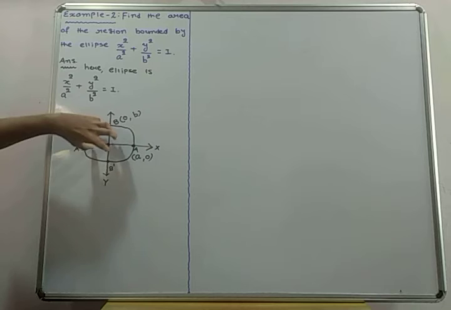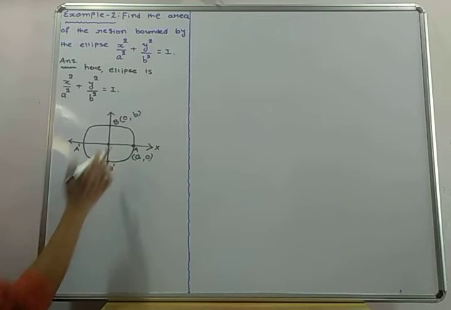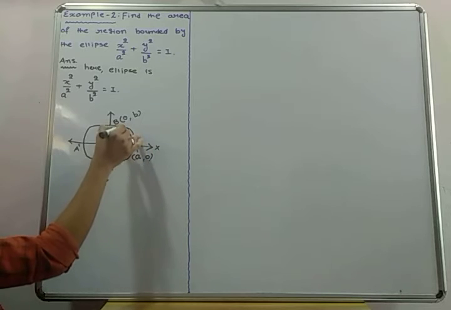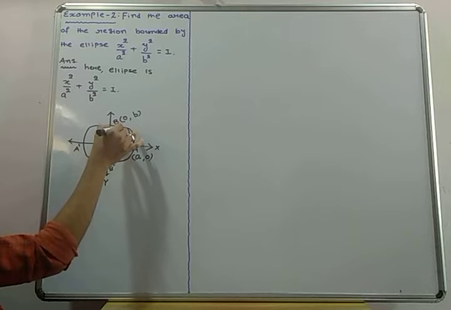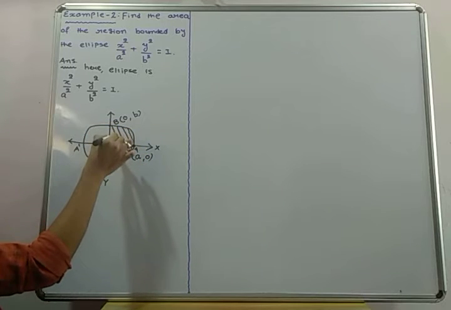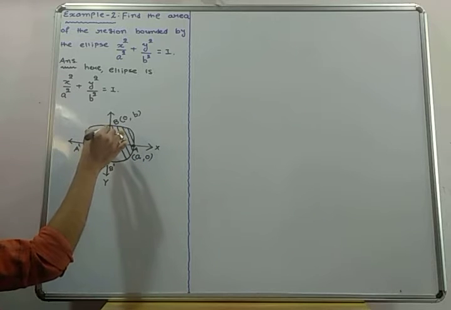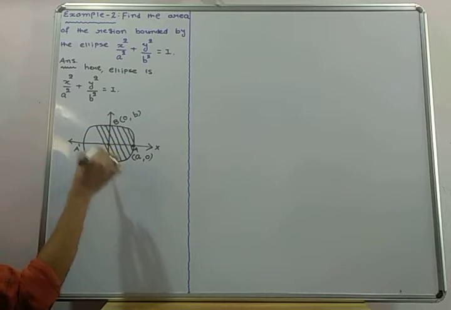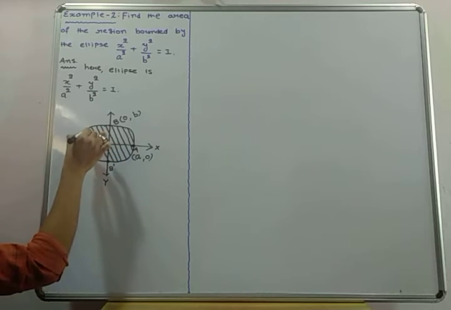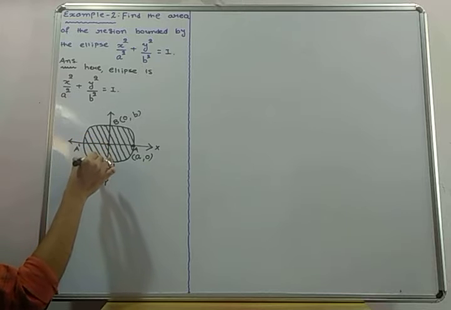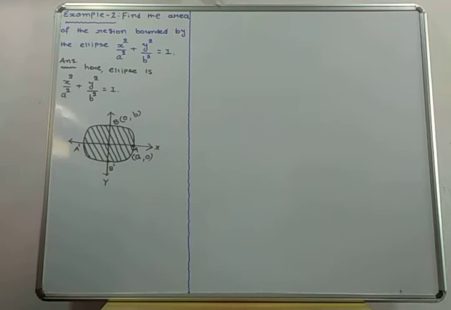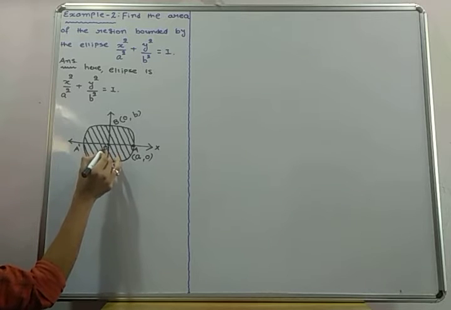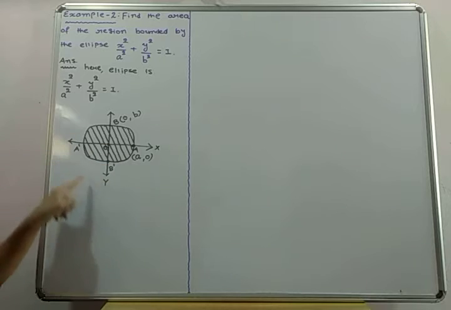So the area of the region bounded by the ellipse. This is the ellipse, and this one is our area, the full area. This point is taken as O. So the area of the region bounded by the ellipse is equal to 4 into the area of one part.